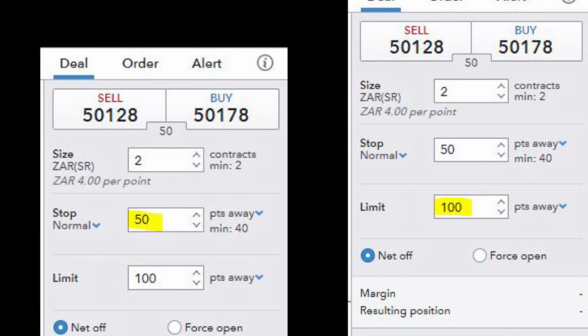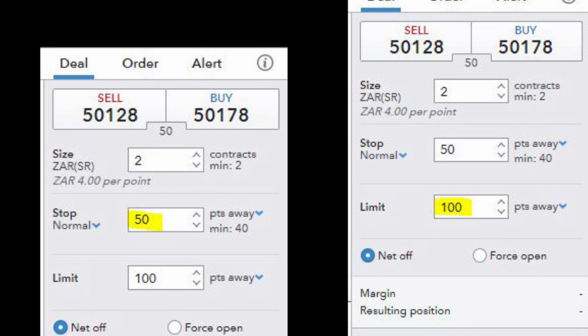Here we have 2 tickets. On the left hand side I've highlighted the stop. That is how many points away the channel is. So if the channel was 174 in one of our previous examples, we would then put 174 in there, and no matter whether we went long or short, that would be the distance between our entry and the stop loss level.